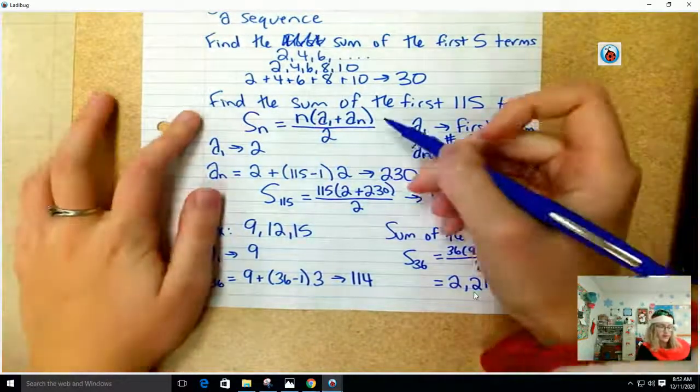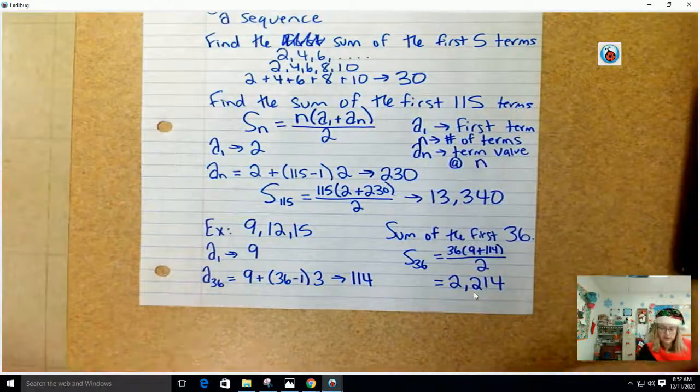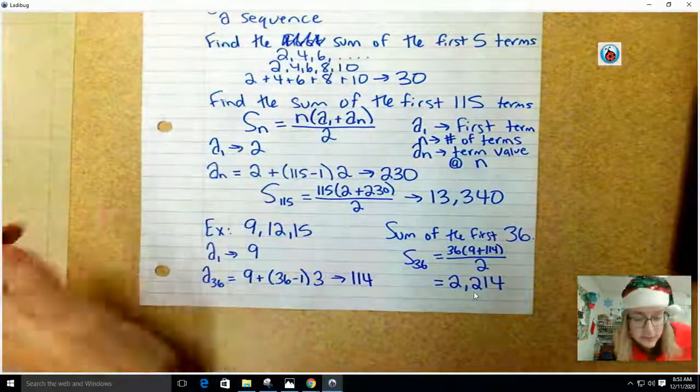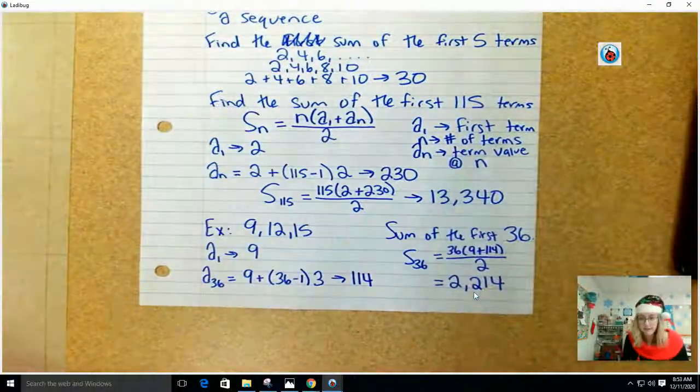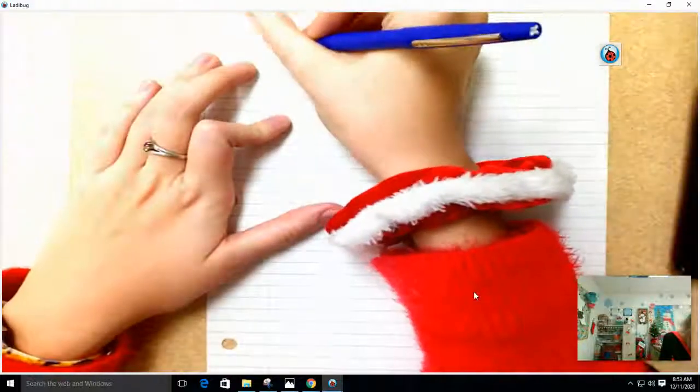So this is a very important formula. Write this down in your notes. Make sure you label it as to what it goes with. So it'll be given to you like this. It'll give you a sequence, and it'll tell you to find the sum of X amount of terms. There's another way it can be given to you, which is called summation notation.